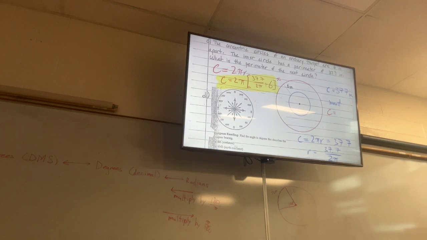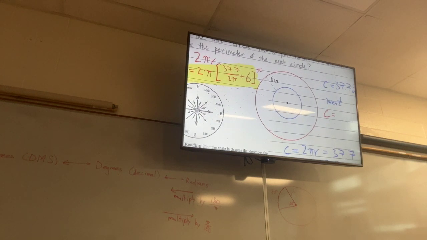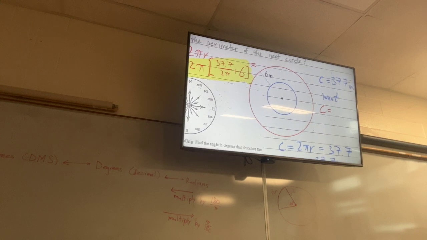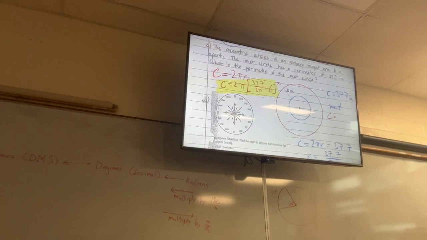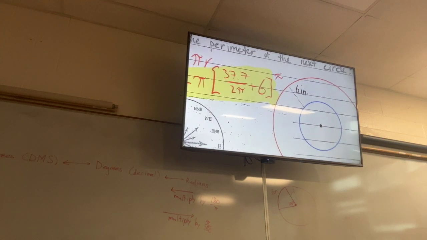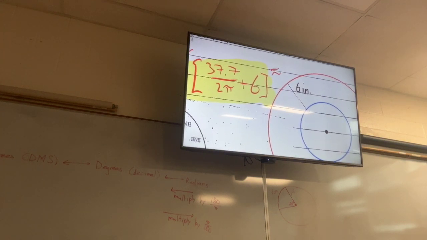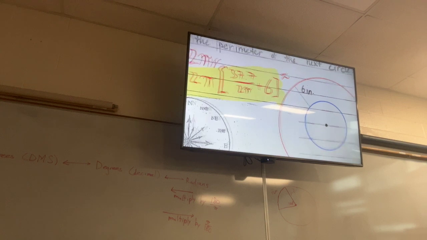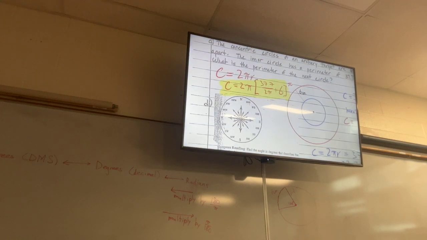We don't know the radius of the inner circle. No, the radius of the inner circle is not 6. That's just the distance between the two circles. 37.7 is the circumference, so it is 2 pi r. Let me draw in the radius.